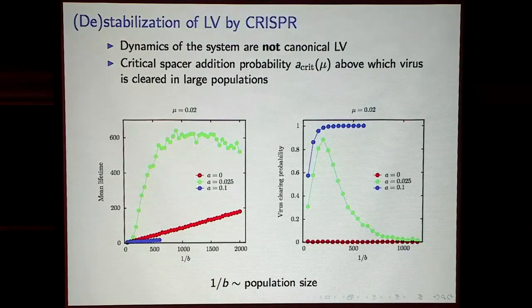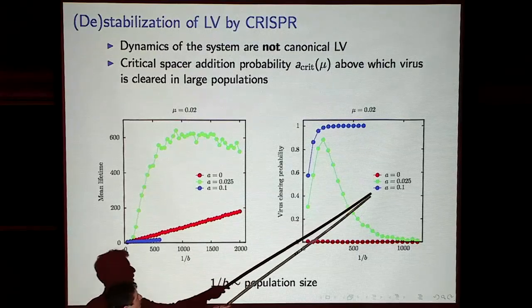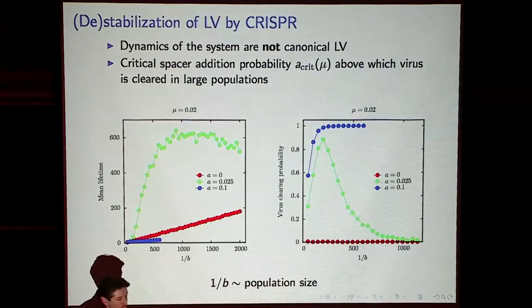Right. So there's a point I want to make here, because there exists a spacer acquisition probability that protects the host completely. You would think that if you allow the host to evolve the acquisition probability, they will evolve to a state where they clear out the virus. And this will be important later.